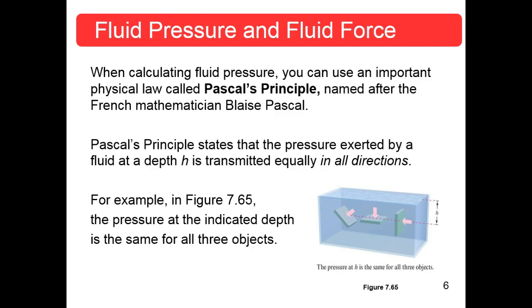When calculating fluid pressure, you can use an important physical law called Pascal's principle, named after the French mathematician and physicist Blaise Pascal. Pascal's principle states that the pressure exerted by a fluid at a depth h is transmitted equally in all directions. For example, in this figure, the pressure at the indicated depth is the same for all three objects. So whether it's a flat plate, a vertical plate, or a slanted plate, the pressure at any depth is the same no matter the surface.